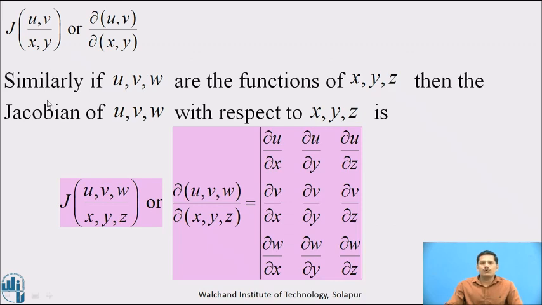Now, just as we have defined the Jacobian for two functions in two independent variables, we can extend the definition to three functions in three independent variables. If u, v, w are functions of x, y, z, then the Jacobian of u, v, w with respect to x, y, z is denoted by this symbol, and it is defined as the 3 by 3 determinant, where the first row contains the partial derivatives of u with respect to x, y, z, the second row contains the partial derivatives of v with respect to x, y, z, and the last row contains the partial derivatives of w with respect to x, y, z. We can similarly define the Jacobian of n functions in n independent variables.